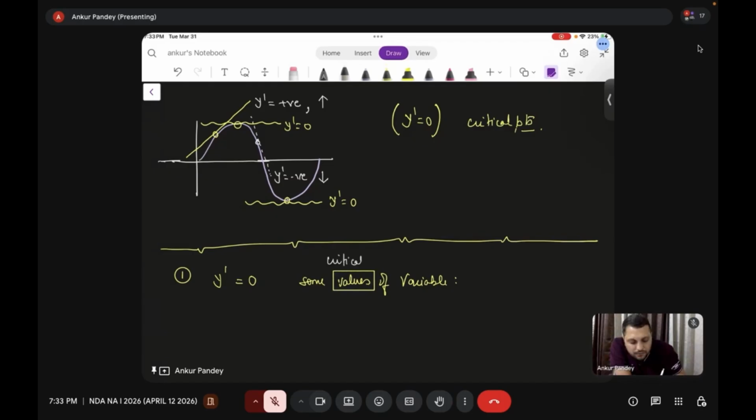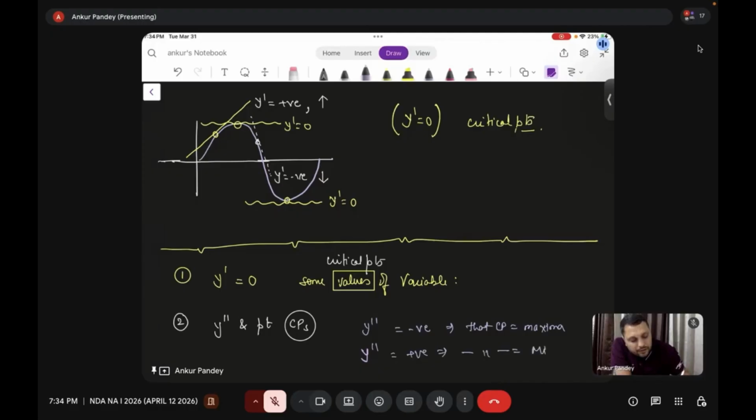Second, you do the second derivative, y double dash, and put in the critical points, CPs. Y double dash negative implies that the critical point is maxima, and y double dash positive implies that the critical point is minima.